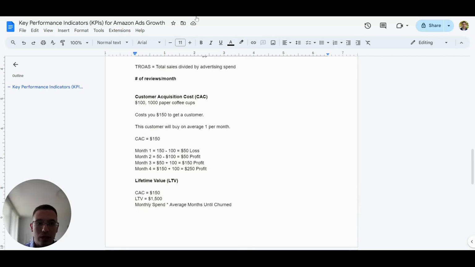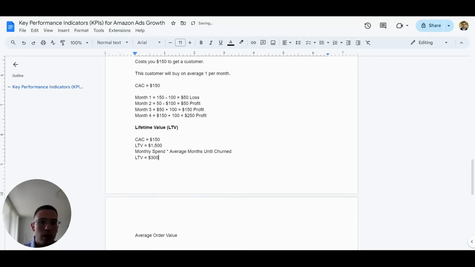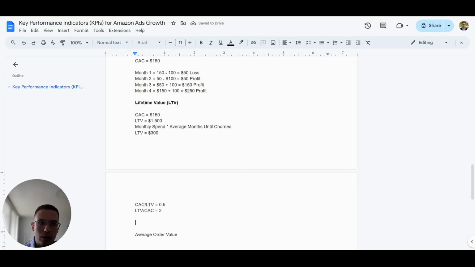The reason your lifetime value is so important to understand is because if the LTV here is equal to only, let's say, $300, because your product isn't high quality, for whatever reason, people stop buying it after a while, maybe they have an average of 3 months, well, now your LTV to CAC ratio is equal to only 0.5, or a 2 ROAS, or your LTV to CAC is equal to 2, which is generally a good way to lose money on a long-term business.